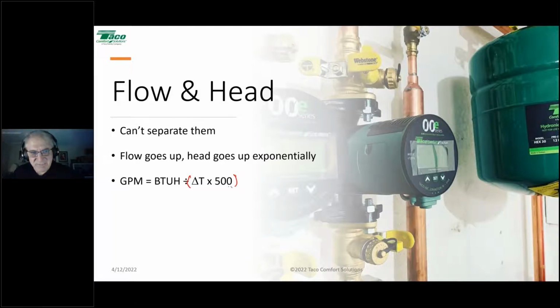And as this number drops, then your delta T times whatever that number is going to be lower. You're dividing your BTUH by a smaller number, so your flow rate is going to go up. The more glycol you put in, you will require a slightly higher flow rate. So again, it's going to depend on what you're using.